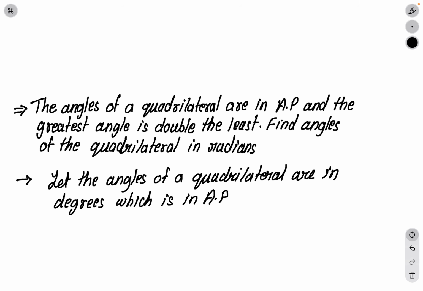The angles of a quadrilateral are in AP and the greatest angle is double the least. Find the angles of the quadrilateral in radians.